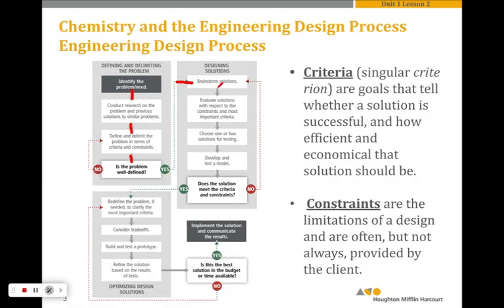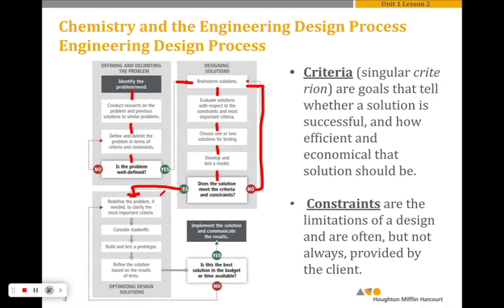After we brainstorm several possible solutions, we evaluate them with respect to the constraints and the most important criteria. And then we choose one or two to move forward with for testing. We'll develop and test a model out, and if that model fits the criteria and constraints after testing, we move towards optimization. And if not, we go back and brainstorm some more. So this whole solution is very circular, it's flexible, you can move back and forth.